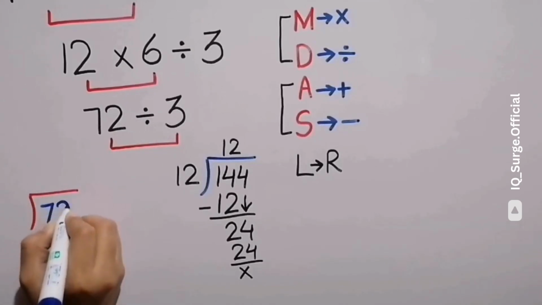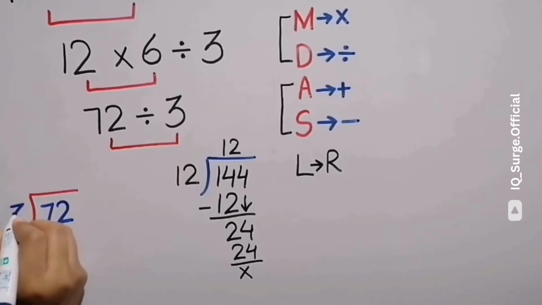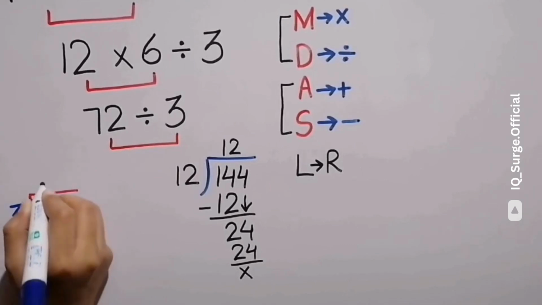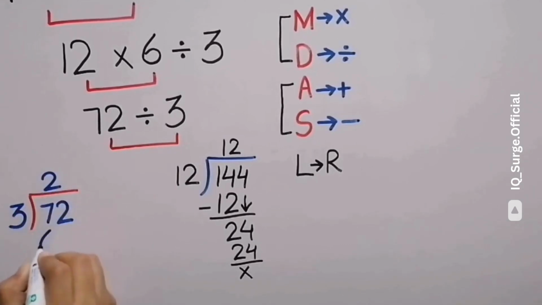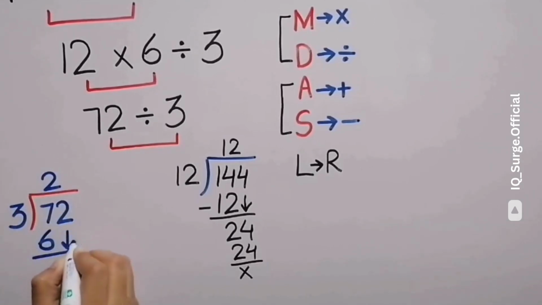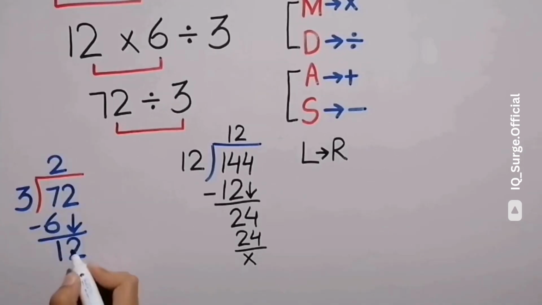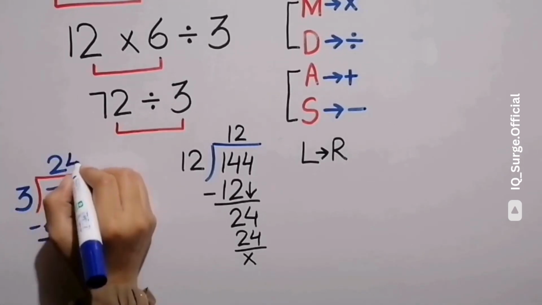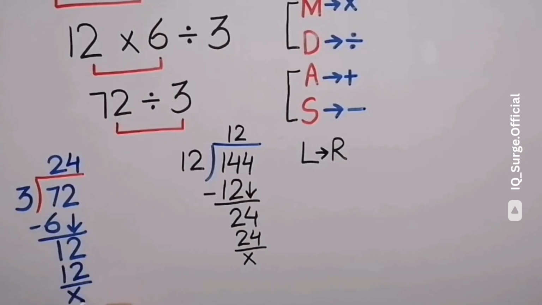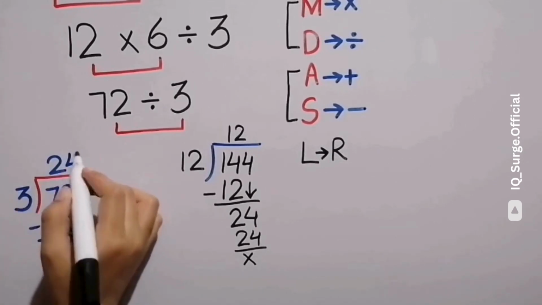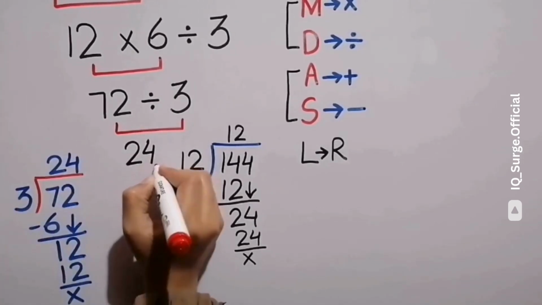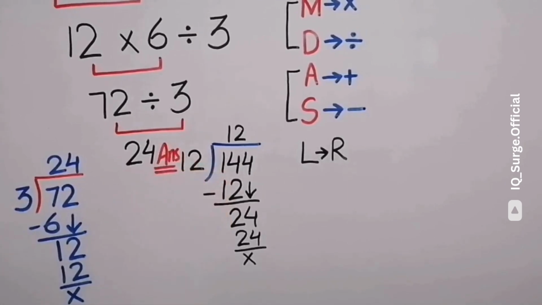Now we write 72 inside the division and 3 outside the division. First we take one digit, that is 7, and 3 times 2 equals 6. Now subtract 6 from 7, that equals 1, and bring down 2. Finally 3 times 4 equals 12. So the remainder is 0. Hence the quotient is 24. And this is the final answer to this expression.